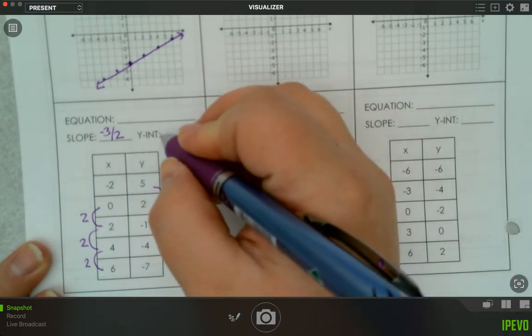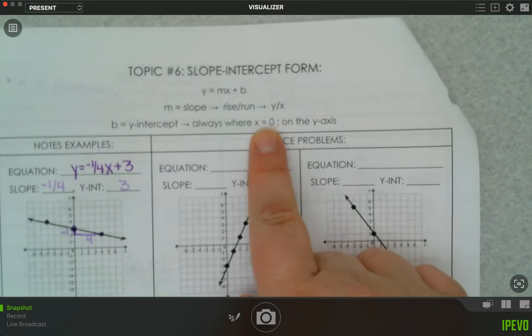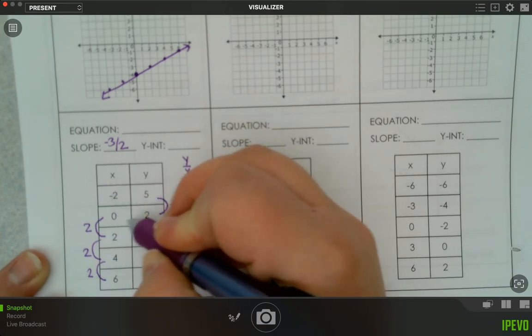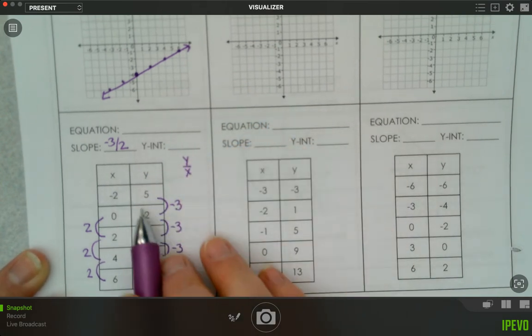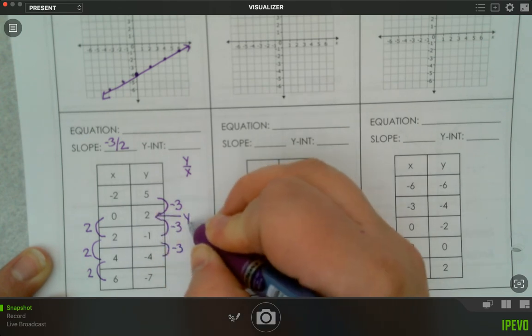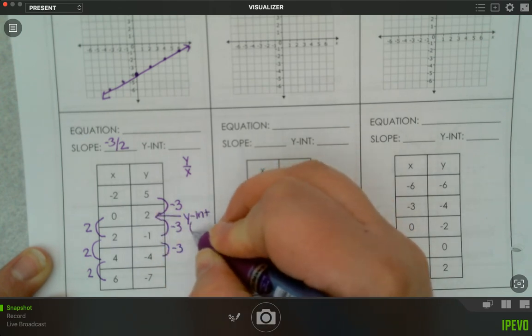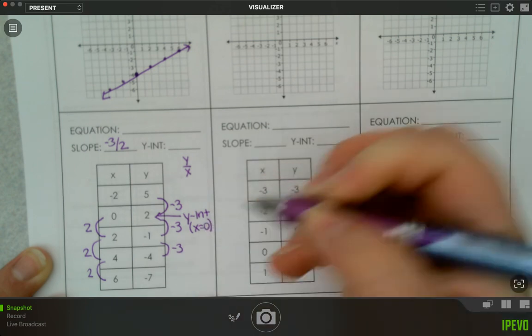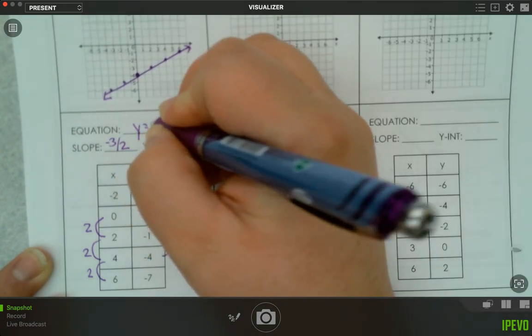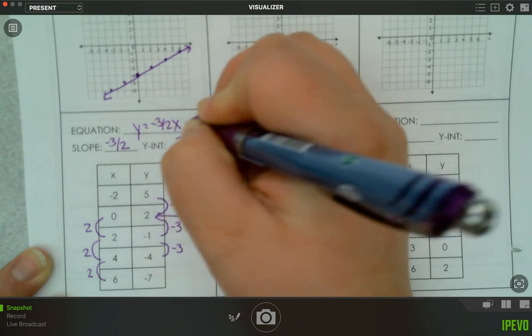And my y-intercept is where x equals 0. So go to the x side of your table and look for 0. It's right here. That means the y-intercept is 2. And then you put the slope in front of x and the y-intercept at the end.